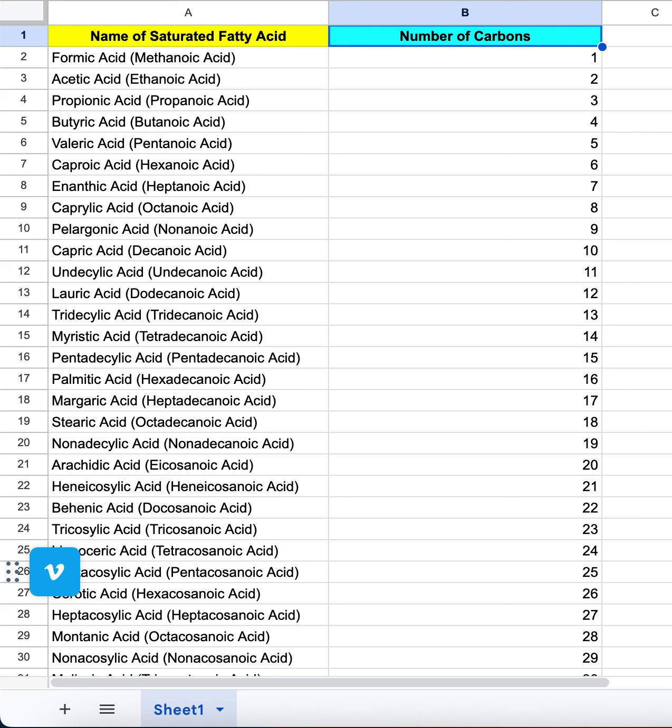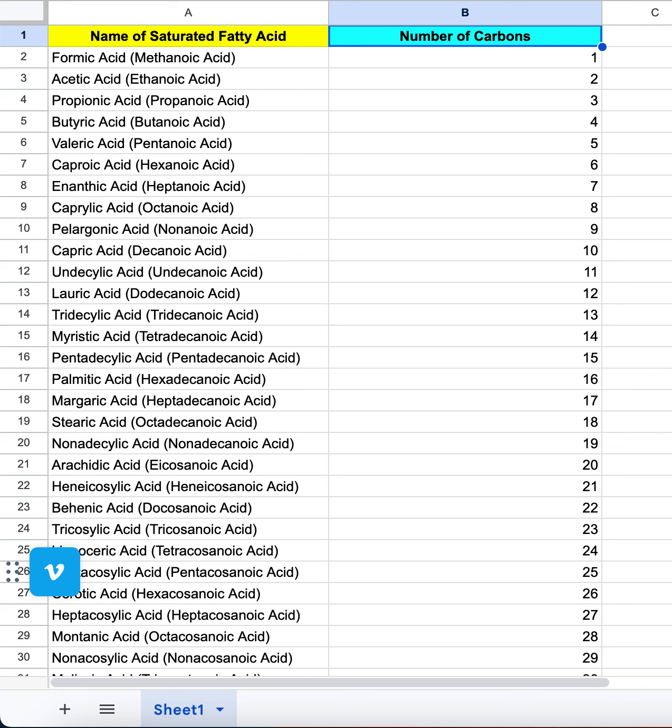And then there is a number of carbons which are saturated with hydrogen. But now I will mention the names of the fatty acids with their number of carbons, so you can memorize the names of these fatty acids.